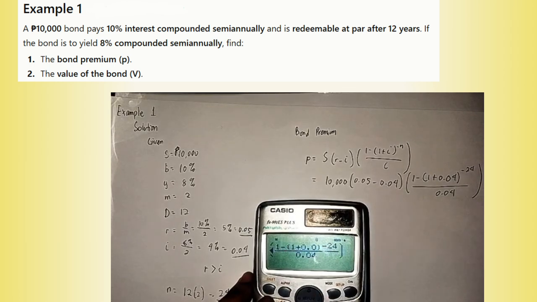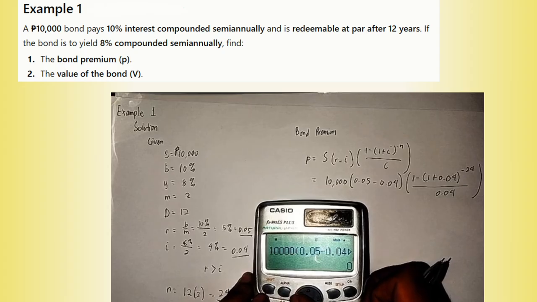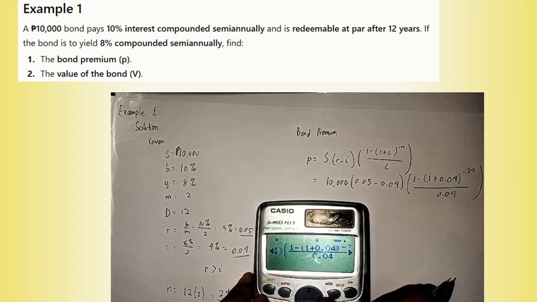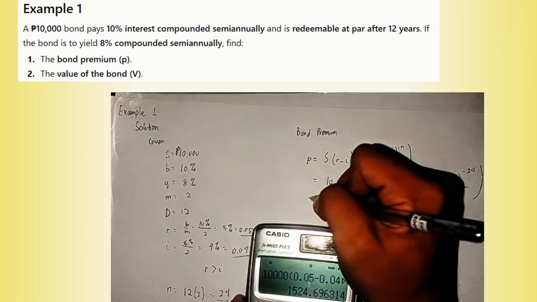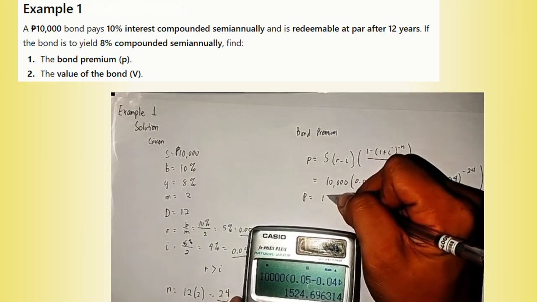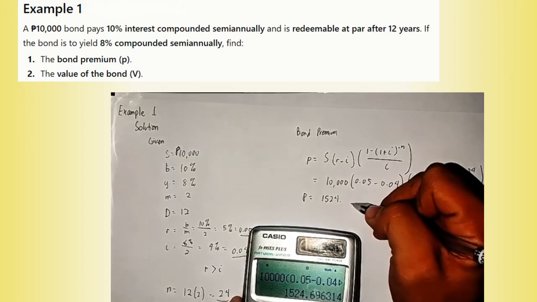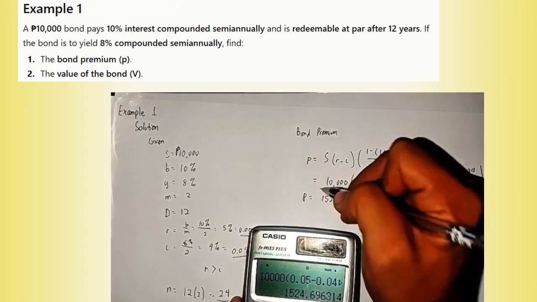Hala, what happened? It should be 0. Oh wait, let's check the values. Make sure that you input the correct value. Ayun, we have P is 1,524.69 or 70.